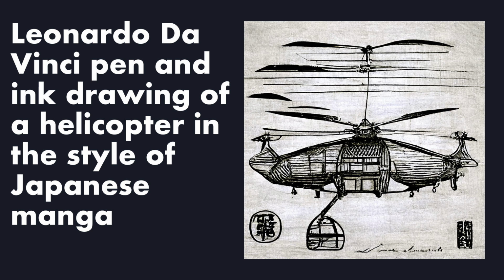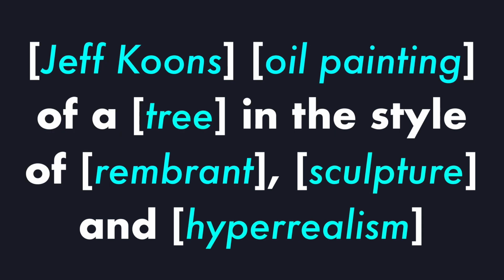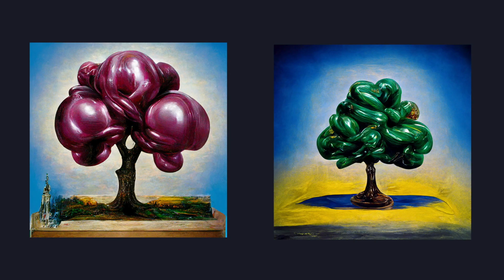So when I'm talking about natural language, you seem to have quite a lot of success with going artist, medium of a thing in the style of artist, artist, artist, or style, style, style, or a combination of those things. For example, Jeff Koons' oil painting of a tree in the style of Rembrandt sculpture and hyperrealism. And if you're curious, that's what this looks like. And you can kind of see the Jeff Koons shiny, the Rembrandt, the tree. It's all kind of in there mixed together. And clearly this is a new thing coming out of the machine learning system.